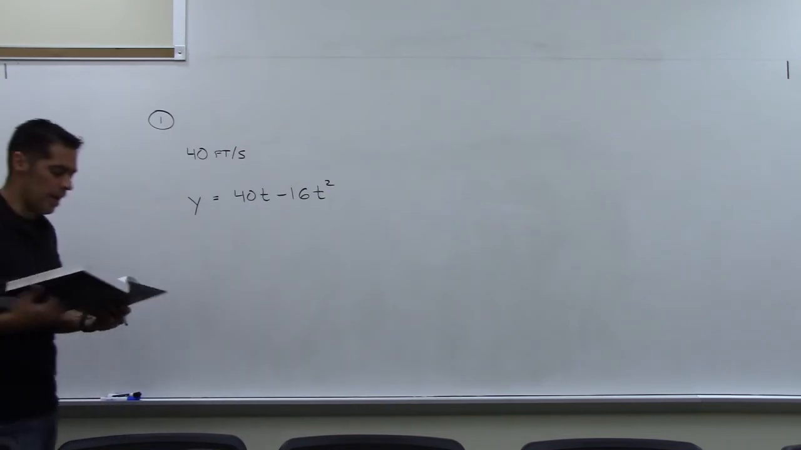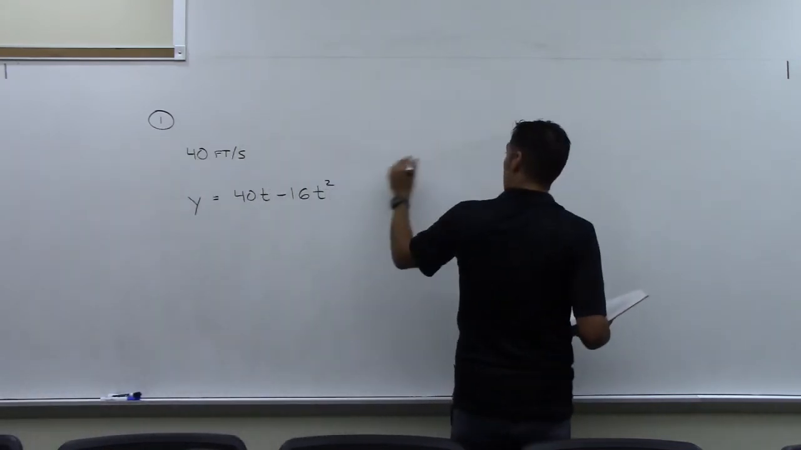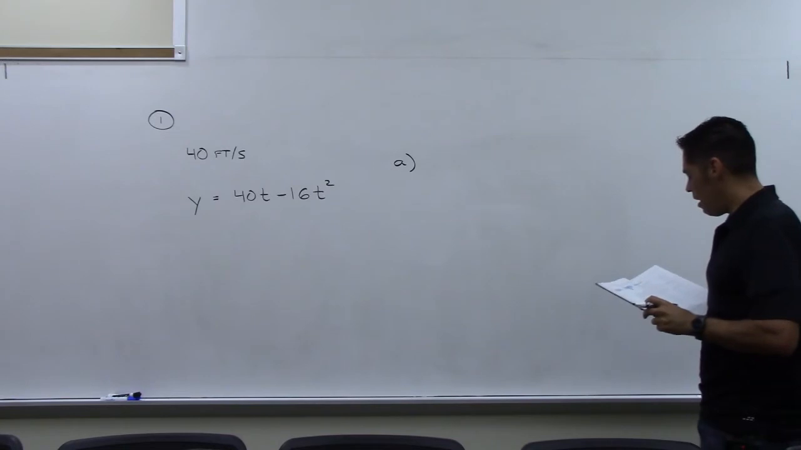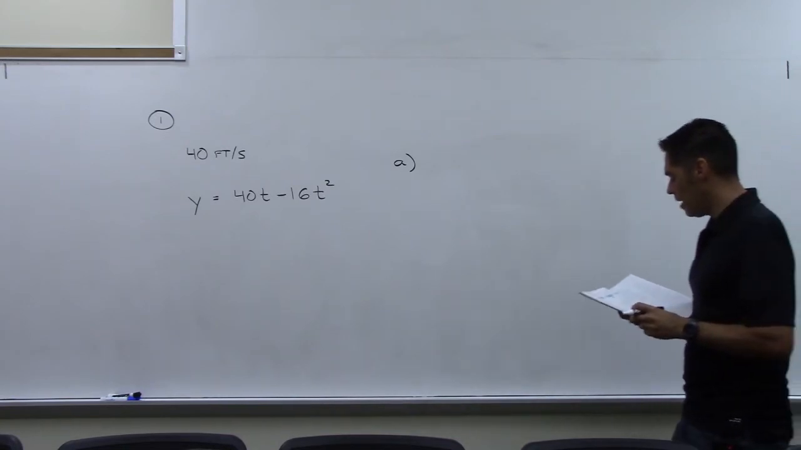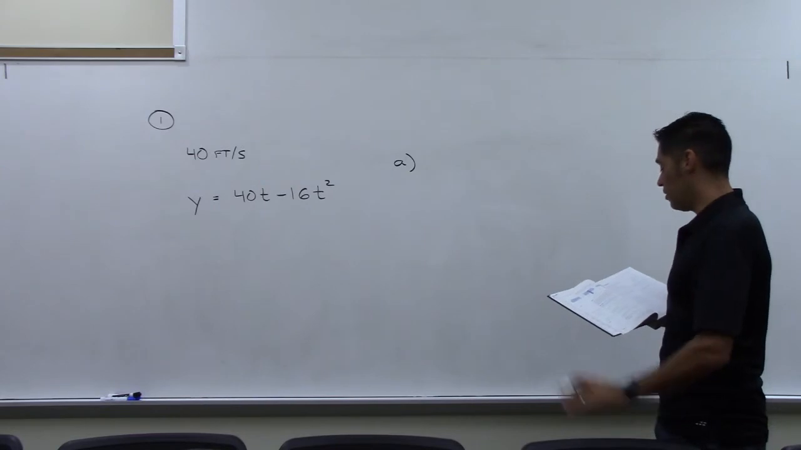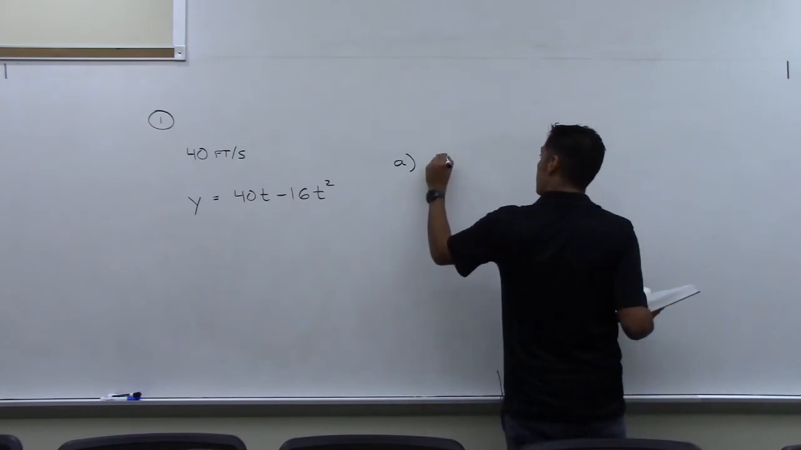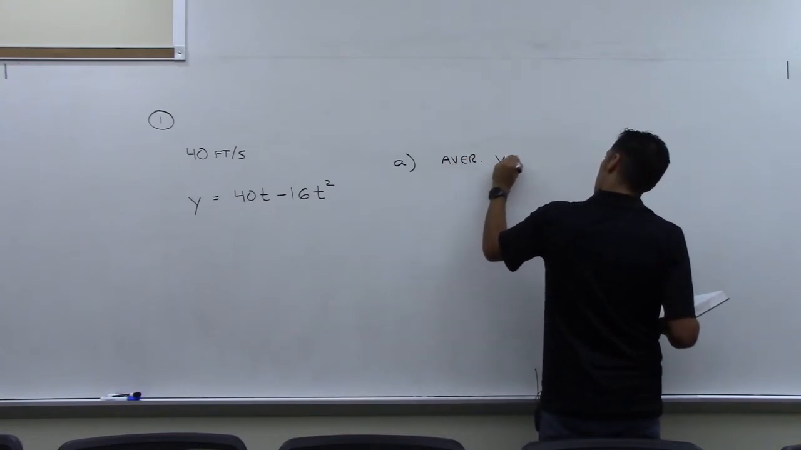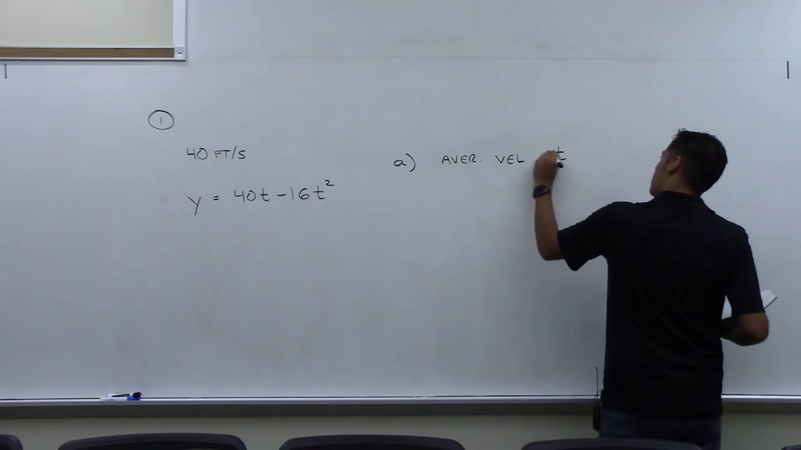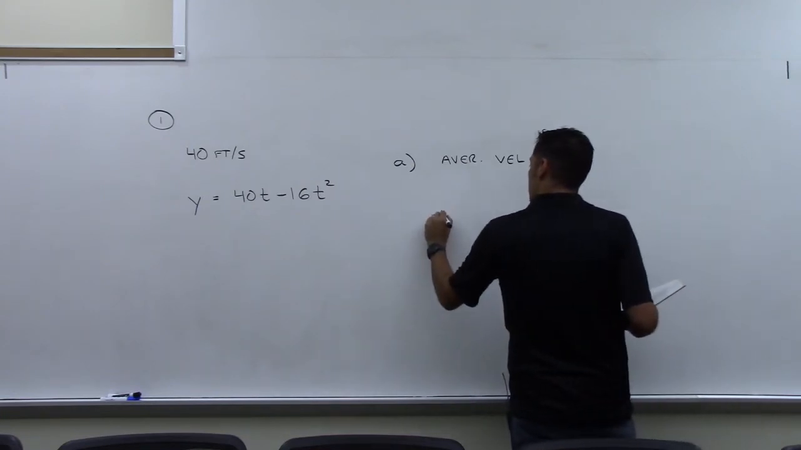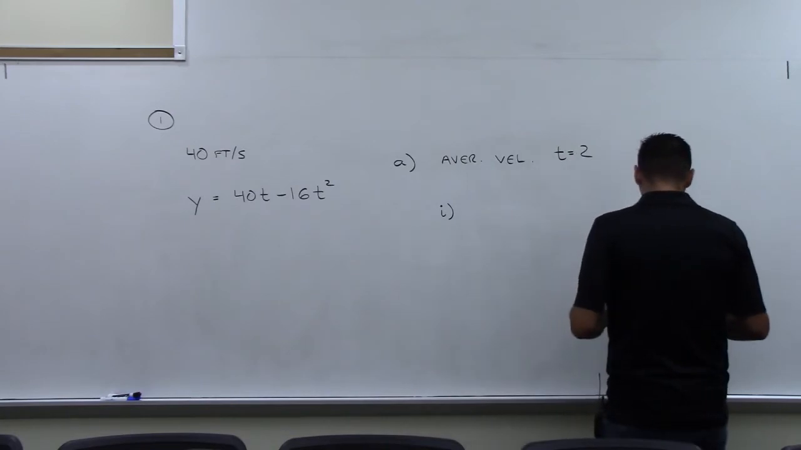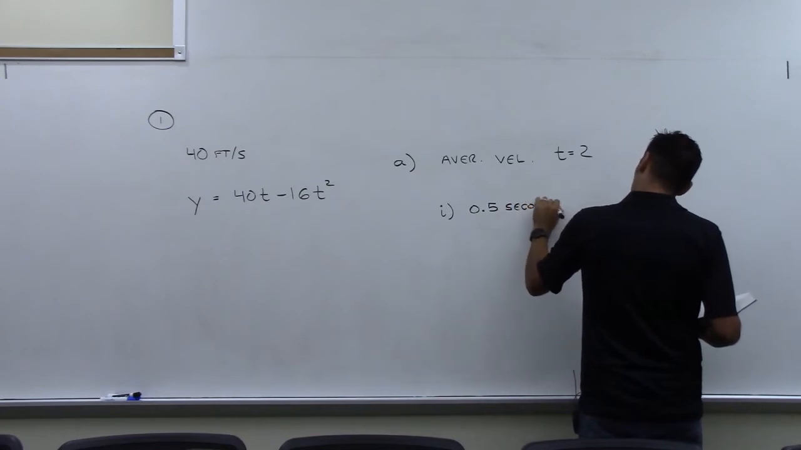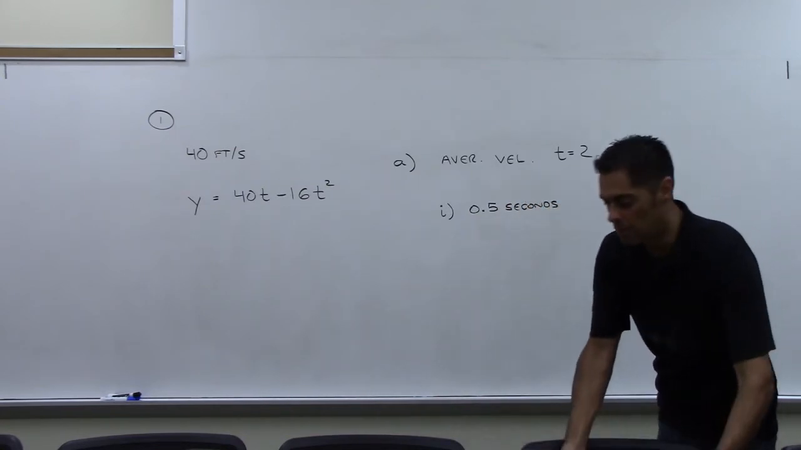The questions, part A, is to find the average velocity for the time period beginning when t equals 2 and lasting, and then there's multiple parts. So we want to look at what's going on. We want the average velocity at t equals 2, and then in the first part here, 0.5 seconds later. Okay, so let me try and explain what's going on here.